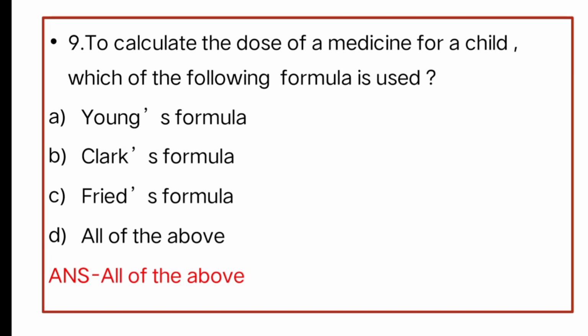Young's formula is used for children between 1 to 12 years of age. And Clark's formula is used for children if we don't know their age; we can calculate the dosage by the weight of the child. Clark's formula is weight of the child in pounds divided by 150 into adult dosage. So according to this question, we will use all the formulas for the pediatric population to calculate the drug dosage.